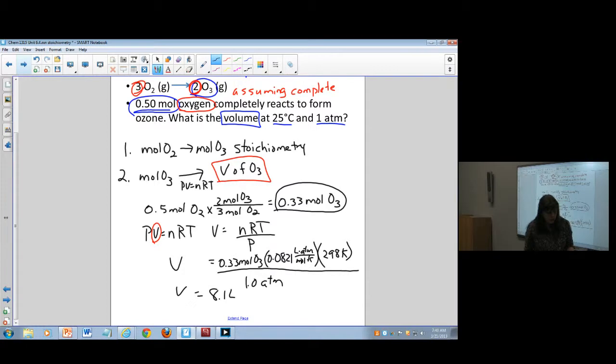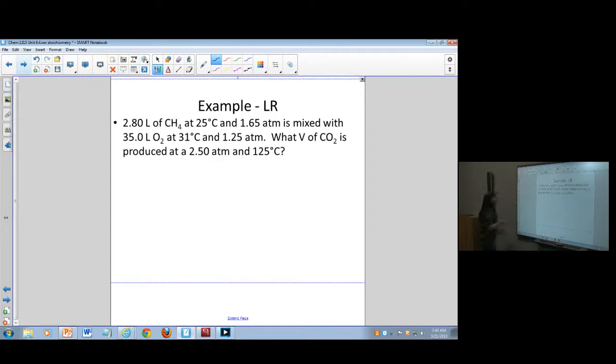Now I have one more problem. It's pretty in-depth, but I want to show you how to do this. This is a limiting reagent problem. All right, and in this problem, I'm told all kinds of information. I'm told all the information about CH4. Okay, I'm told all the information about CO2. And I'm told all the information about oxygen.